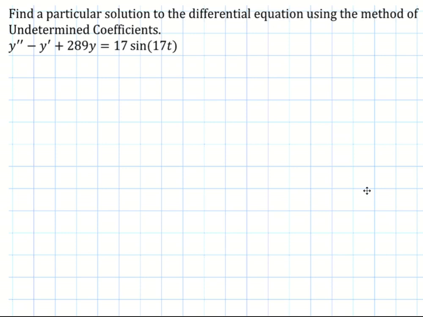Undetermined coefficients. On this problem, we will guess or form a particular solution, and then we solve for the coefficient. There are two important things here. Even though we look at the function on the right and guess the form, we always have to solve for the homogeneous solution first. You'll see that on the next problem. But for now, let's find the homogeneous solution.